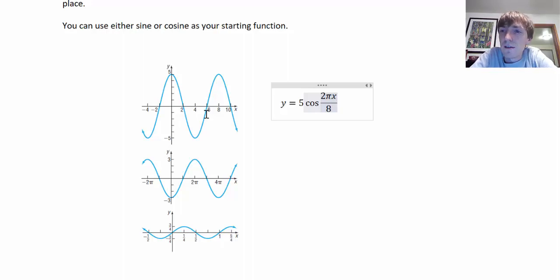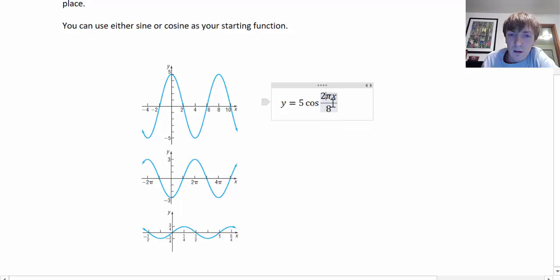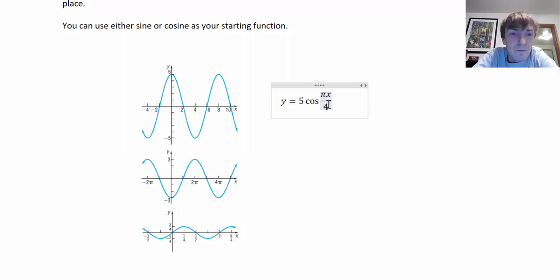Good. Okay, and I could do some simplification there. I noticed that I could cancel a 2 from the top and bottom, so I would end up with pi x over 4. That's not super crucial, I wouldn't worry about that too much, but I can make it look a little nicer. And that should already be enough. So I've stretched it vertically to get it up to 5, and I've stretched it horizontally to make the wavelength the right thing. I don't need to do any shifting up or down or to the left or right because I started with cosine. So that should be good.